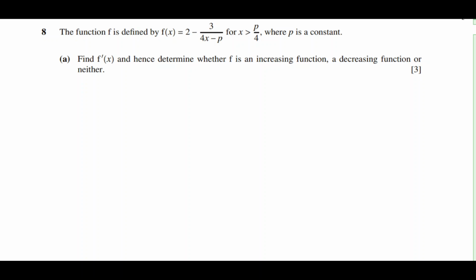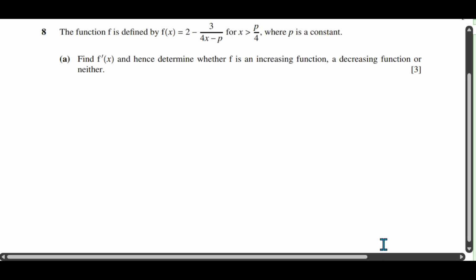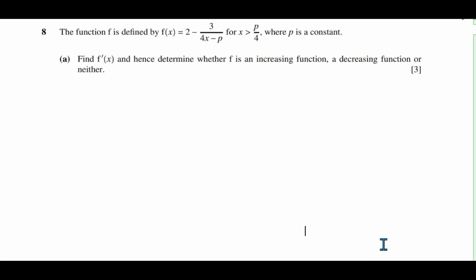Now here in question number 8, the problem is: the function f is defined by f(x) = 2 minus 3 divided by (4x minus p) for x greater than p by 4, where p is a constant. We have to find f dash x, and hence determine whether f is an increasing function, a decreasing function, or neither. So we will differentiate it. If the derivative is more than 0, we will say that it is increasing. If it is less than 0, we will say that it is decreasing. And if it is equal to 0, then we cannot determine. So let us differentiate it.